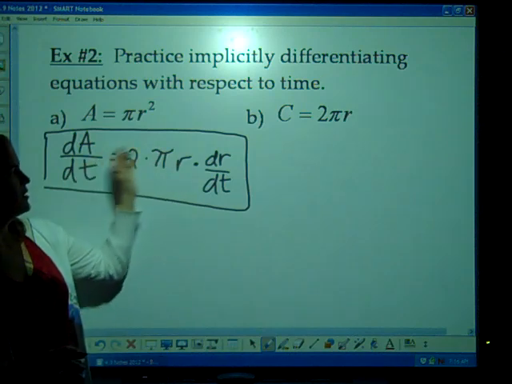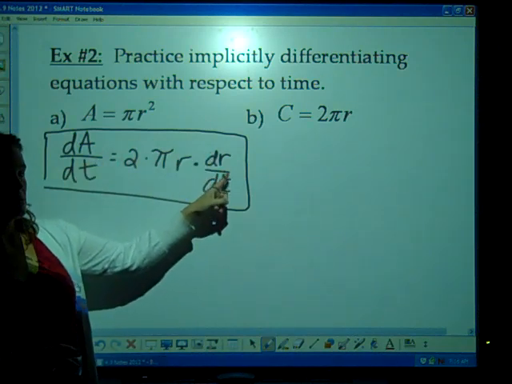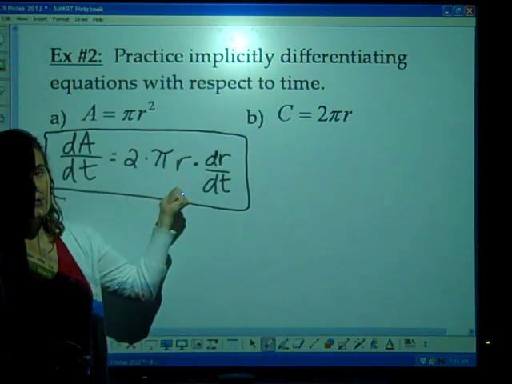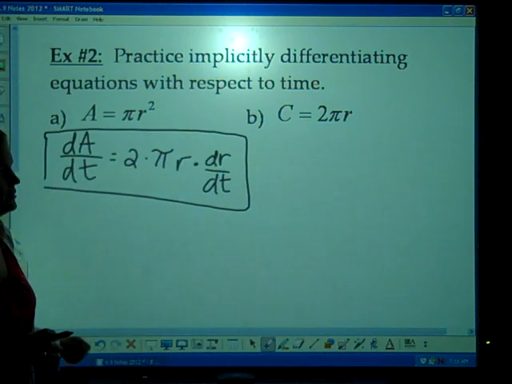But it's important at this step that you realize that here's the rate of change of the radius and here's the rate of change of the area, and we're relating them in this equation. That's why these are called related rates.